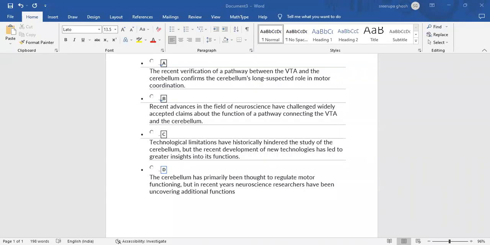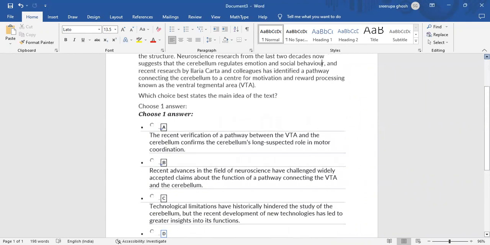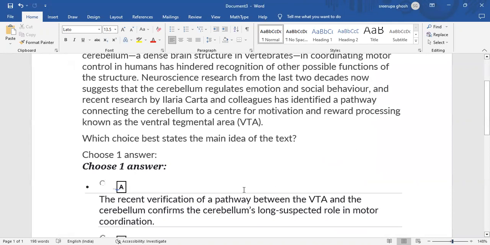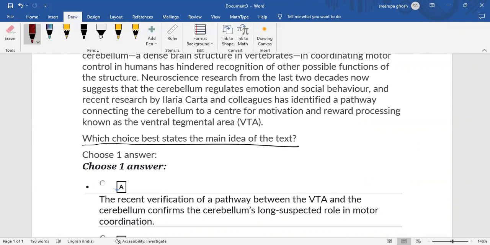So if you look at this particular question, okay, look at this question. Even before we work on the entire text, the first thing we need to do is understand the main question. What is it asking you for? It says, which choice best states the main idea of the text.